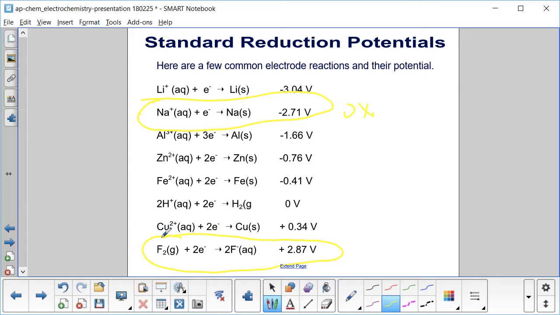When we're solving problems with these standard reduction potentials, they'll generally be given in a table format, and we use the ones we need to solve the problem, but there are books of data out there that just have the standard reduction potentials for all of the elements.